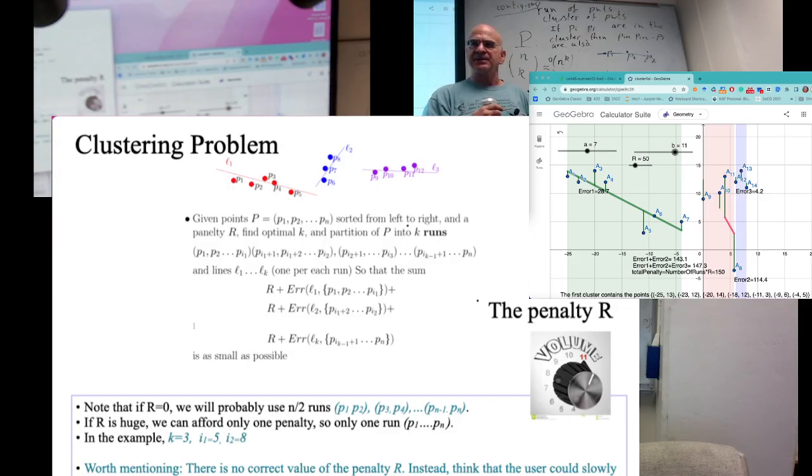The reason that I'm spending so much time on this problem is that dynamic programming, in a very surprising and very ingenious way, suggests a very fast, square-time algorithm to find the optimal clustering.